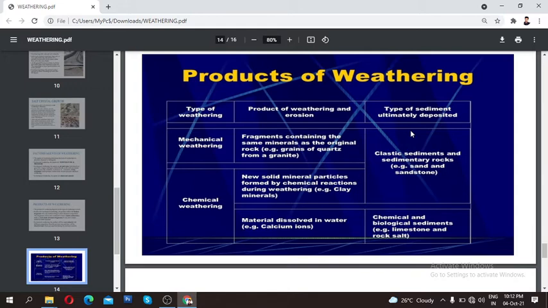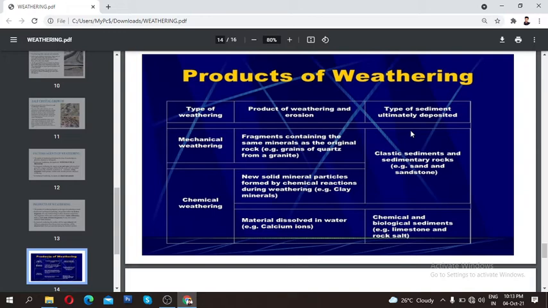Then next is chemical weathering. But first, I forgot to say the type of sediment that is deposited in mechanical weathering. As we know, it is clastic sediments because it is just breaking. Moreover, it will be large particles, that is clastic sediments and sedimentary rocks. For example, sand and sandstone. These are all examples of mechanical weathering or physical weathering.